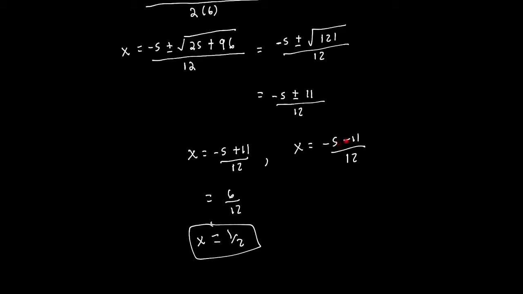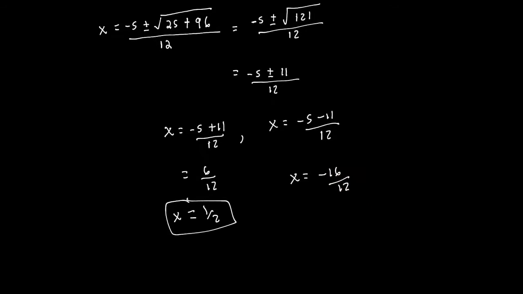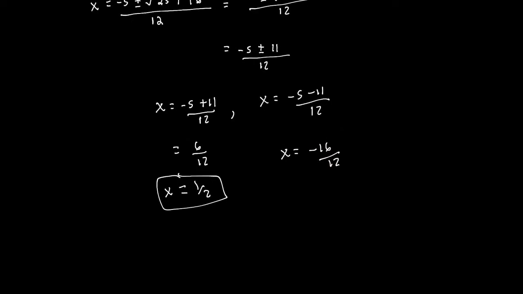On the right, negative 5 minus 11 is negative 16. And 16 and 12 have a greatest common factor of 4, or that's the biggest divisor, so this is going to reduce to negative 4 over 3.